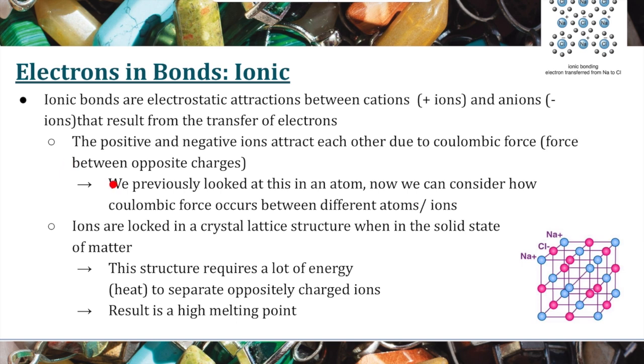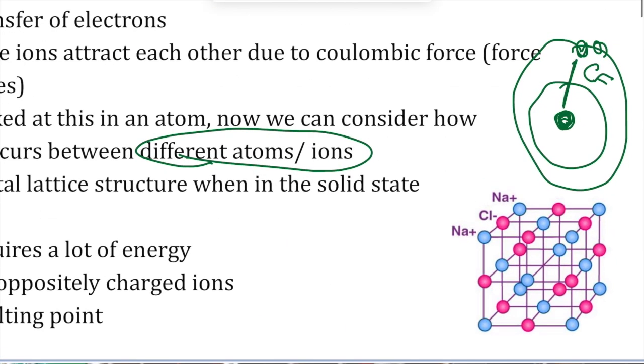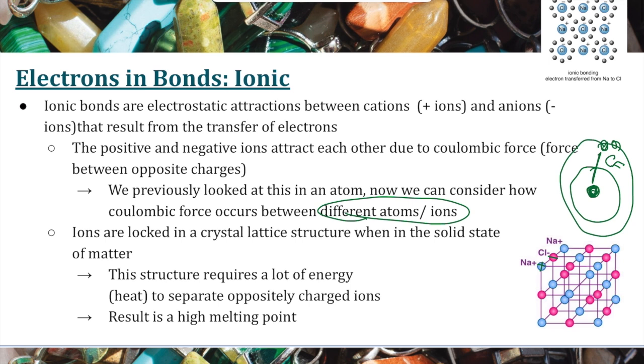We previously looked at this in an atom. We talked about, oh, if this is my nucleus and these are my protons, how is it attracting my valence electrons? So we were looking at Coulombic force between those. Now we're going to look at that Coulombic force between different atoms. So what is the Coulombic force between a sodium ion with a +1 and the chlorine?